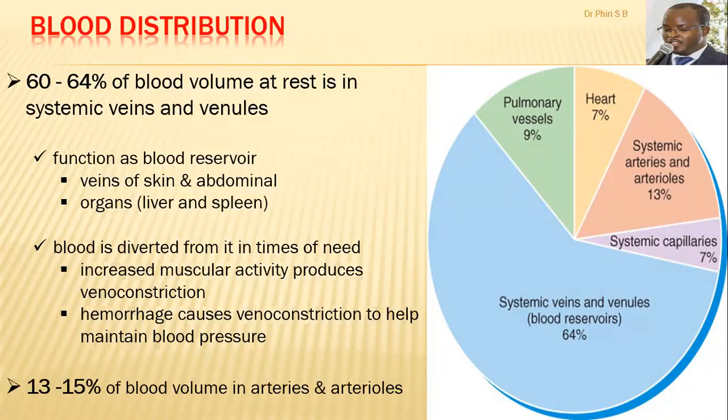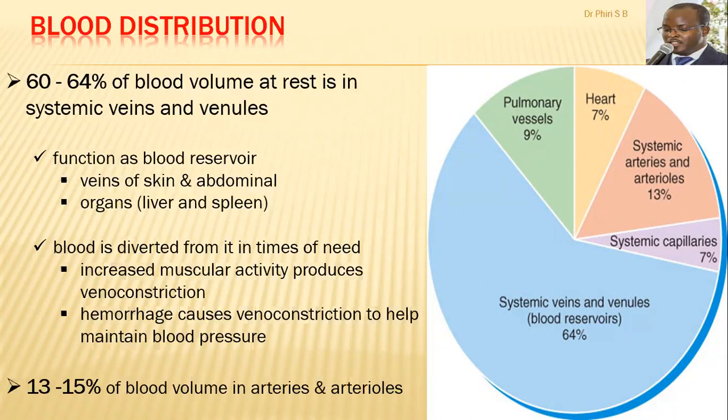When you have sympathetic stimulation, it will bring about vasoconstriction, and these veins will reduce in diameter because there will be more vasoconstriction. Then the blood will return to the heart, and then it will be pumped to the systemic circulation so that it gets to the muscles. So when there is need for this blood, it can be mobilized from the systemic veins and venules that are functioning as blood reservoirs. And in terms of hemorrhage, that can also result in vasoconstriction to help maintain blood pressure.